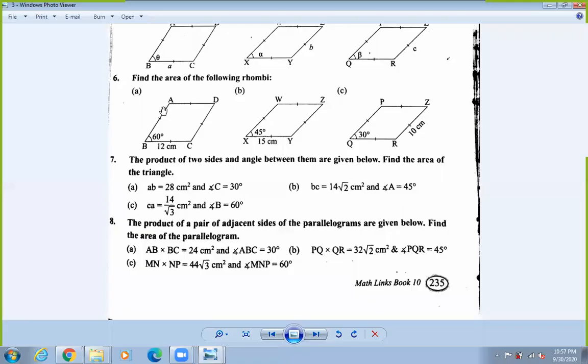Okay, so look at this figure. What is the name of this figure? So this is the rhombus. Make the spelling of this one. Rhombus, R-H-O-M-B-U-S. Okay, so rhombus. So find the area of the following rhombus.